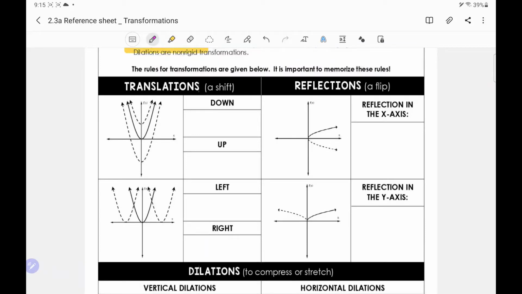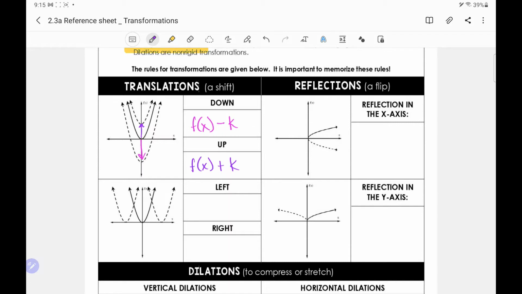So, translations, a shift up or down. We can remember if we do f of x and we subtract a k value, the graph will shift down, right? And you can see that's what happened here. The graph was at 0, 0, and it shifted down. And then if it's going to shift up, it's just the opposite, f of x plus k. So you can see this one went up, right?